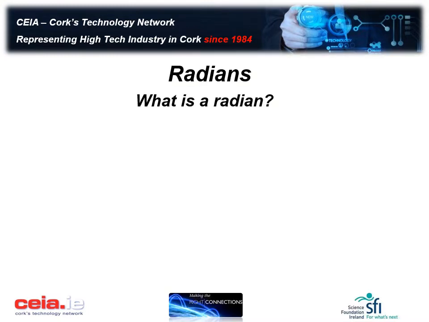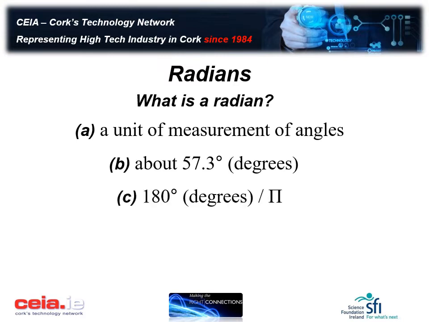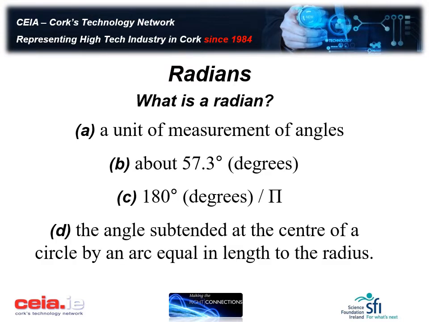Okay, before we go on, I want to talk about radians. I want to check what your understanding is of what a radian is, and we're going to do a little multiple choice quiz to see what people think. So what is a radian? Is it a unit of measure of angles? About 57.3 degrees? 180 degrees divided by pi? Or the angle subtended at the center of a circle by an arc equal in length to the radius? Have a think about it.